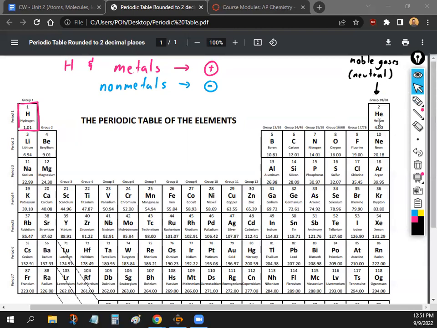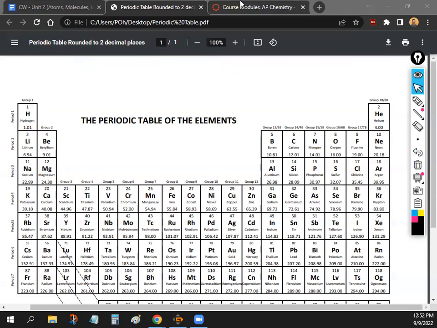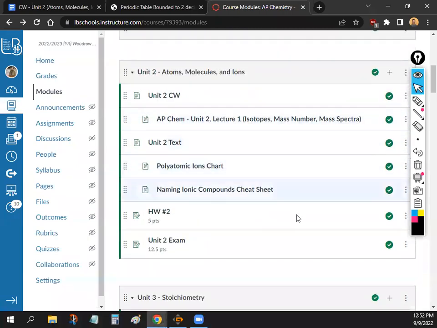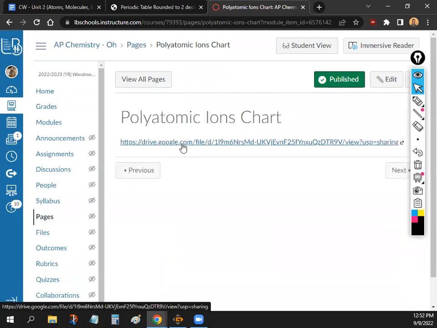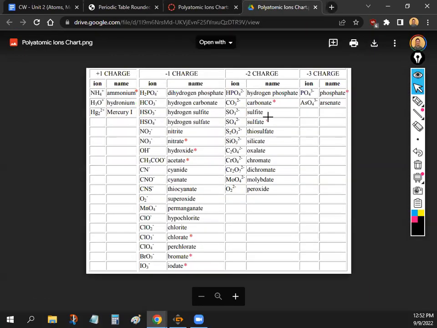Okay, so that's elements. Now, ions are kind of tricky because there are molecules that also like to become ions. Okay, nature is weird like that. So the chart that I passed out to you, those are called polyatomic ions. So you guys can pull that up. It's also on the AP Chemistry Canvas class. If you click on polyatomic ions chart, it'll take you to a link, and that's what I just passed out to you. So don't feel like you need to go there right now, okay?